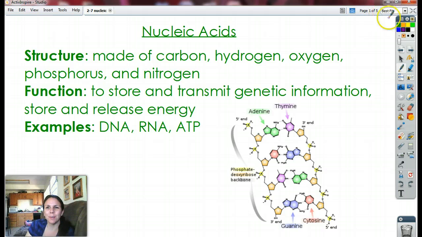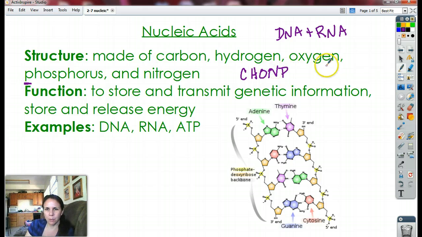Nucleic acids are things that we are used to as being DNA and RNA. So what are nucleic acids? Basically, they're made out of carbon, hydrogen, oxygen, and nitrogen, so our CHONs. But it also has phosphorus. A couple of ways you can think of this: either don't pee in your chonies, or it kind of looks like the word chomp, but with an N, so chomp. So, made out of carbon, hydrogen, oxygen, phosphorus, and nitrogen.